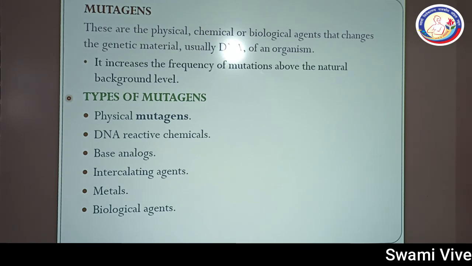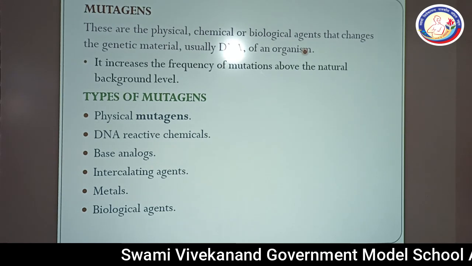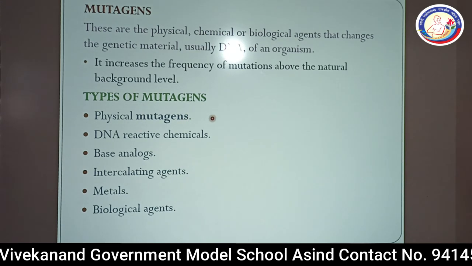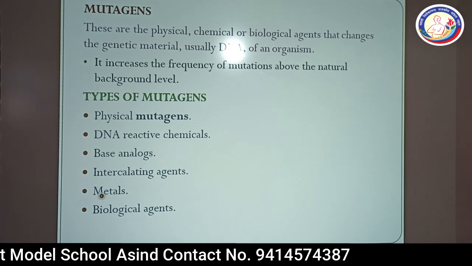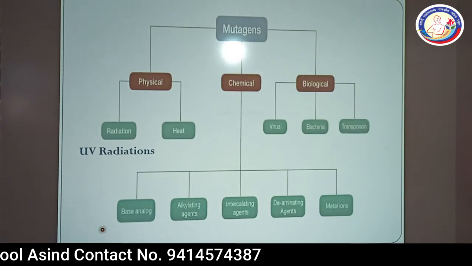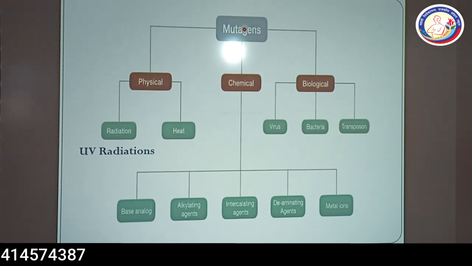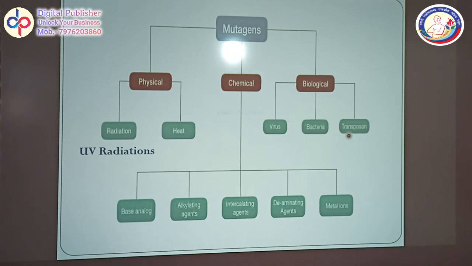Mutagens are physical, chemical or biological agents that change the genetic material, usually DNA of an organism. So basically mutagens may be physical, chemical or biological. They increase the frequency of mutations above the natural background level. Types of mutagens: physical mutagens include radiation, temperature and humidity. Chemical mutagens include reactive chemicals, base analogues, alkylating agents, intercalating agents, deaminating agents, metal ions. And biological mutagens include viruses, bacteria and transposons. So this is the type of mutagens.